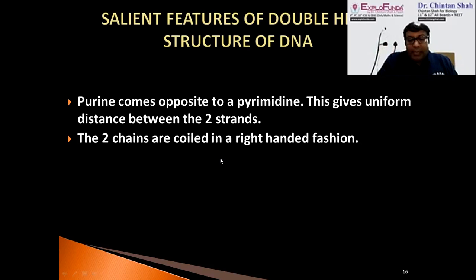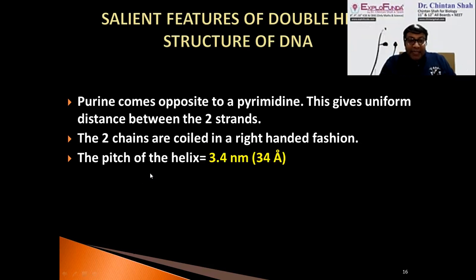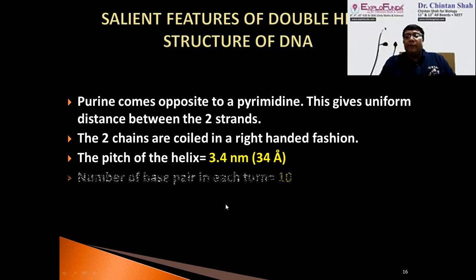I told you that there are two ladders. It's a single ladder, and you have to just twist it. The moment you twist it, it will give rise to a coiled structure. So it will be just like a spiral ladder. Yes or no? The pitch of the helix will be 3.4 nanometer, or 34 angstrom.